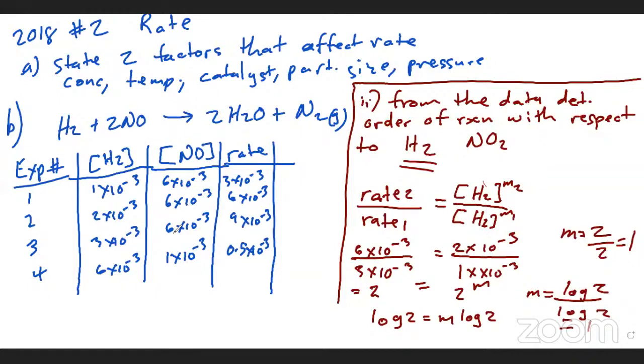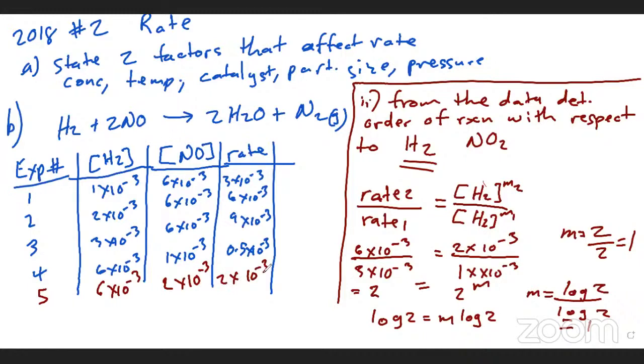So that's correct. All right, so question number 5. 6 times 10 to the minus 3 and 2 times 10 to the minus 3, right? And then the rate is 2 times 10 to the minus 3. So we can use experiment 4 and 5.